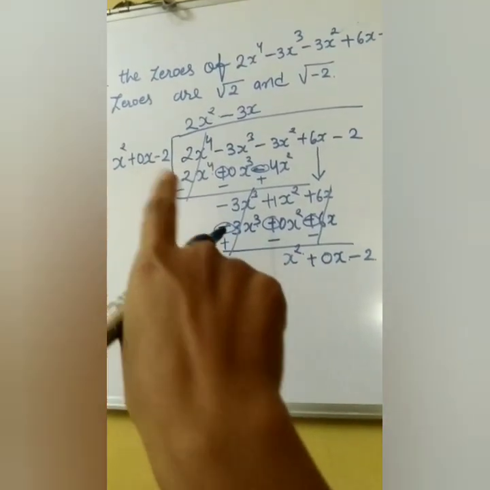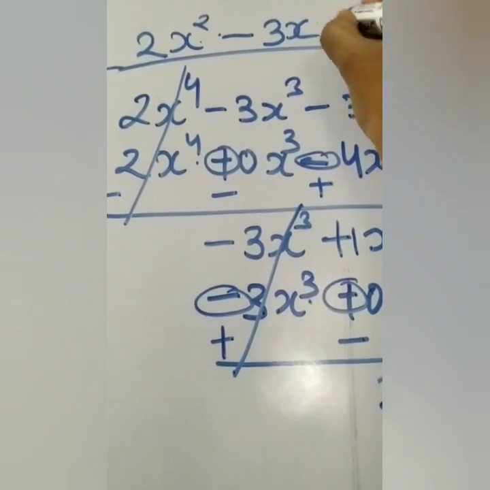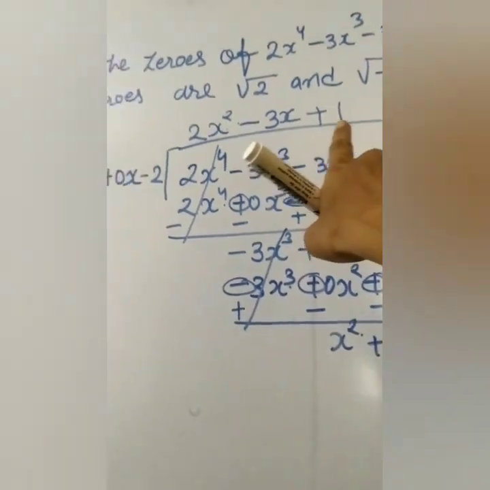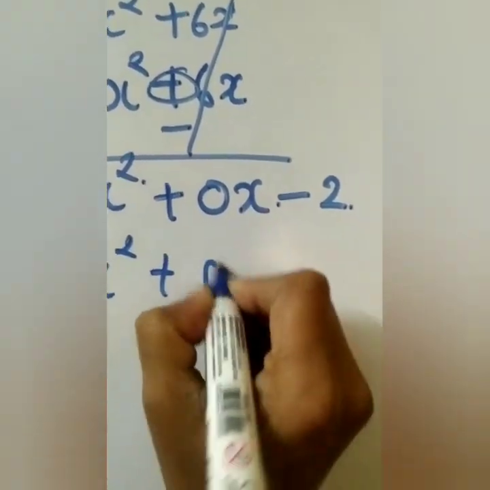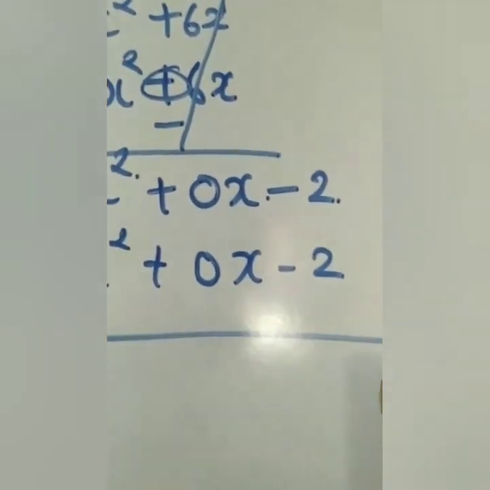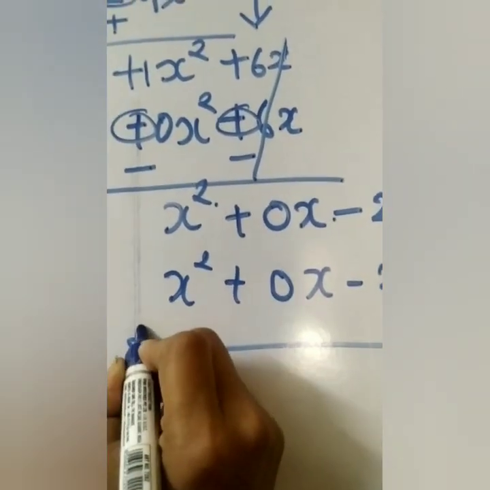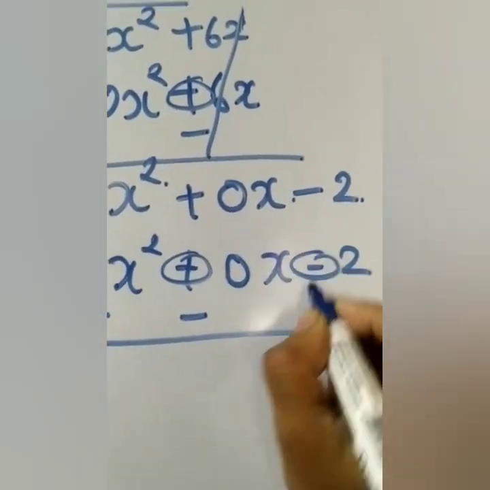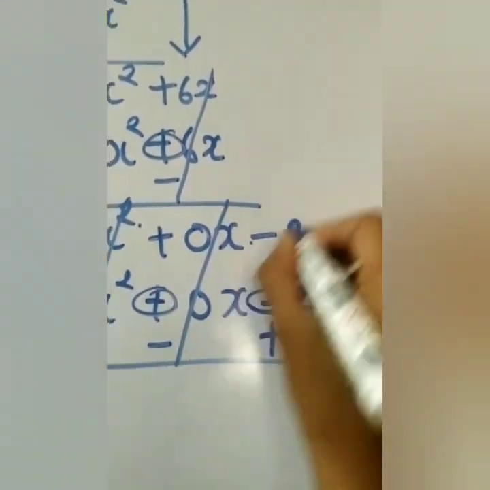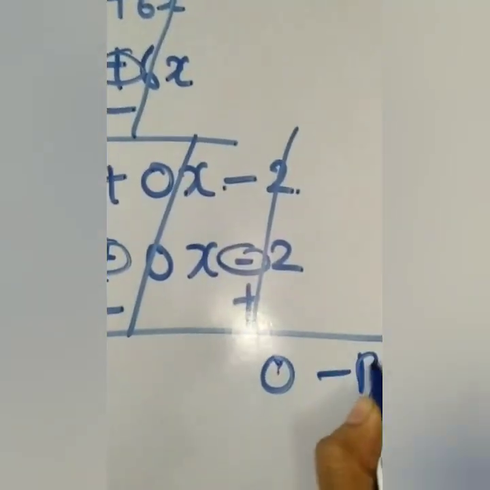Now we simply want 1. So here we will multiply with plus 1. When you are multiplying with plus 1, you simply get the same thing. So you will write x square plus 0x minus 2. Here you will change the sign. As always, plus will become minus, plus will become minus, and minus will become plus. So this whole thing will cancel out and you get remainder as 0.